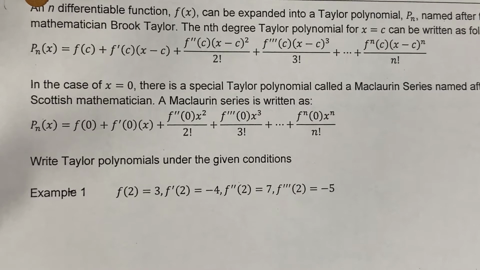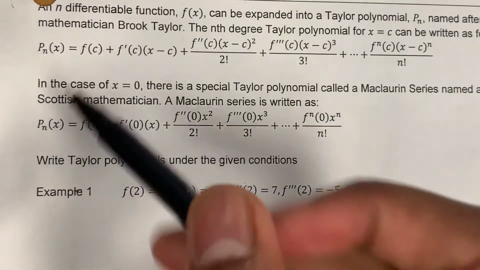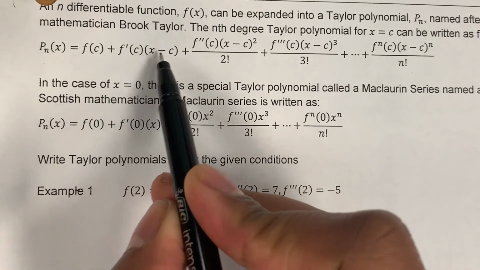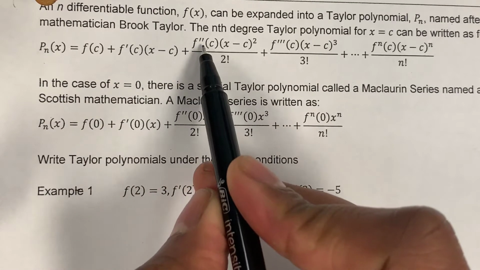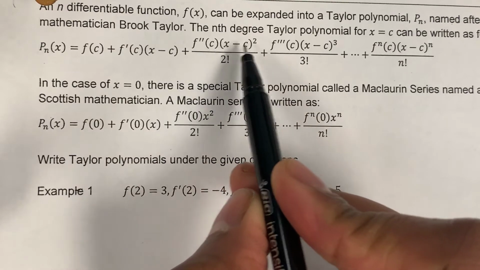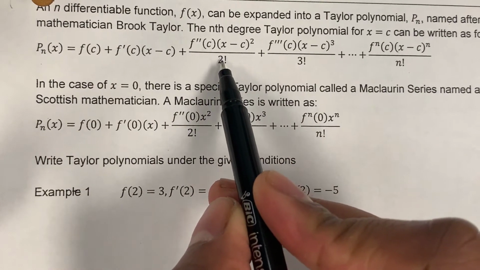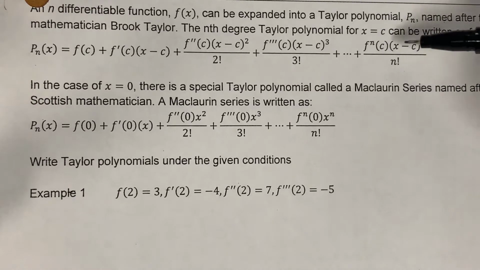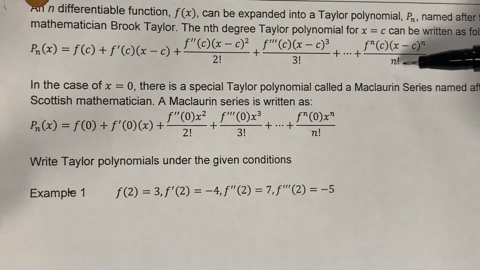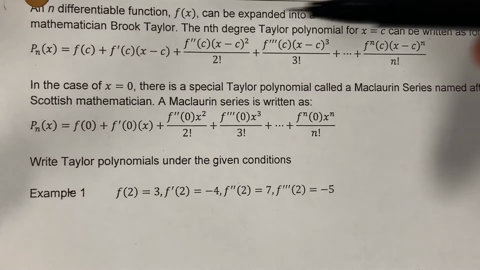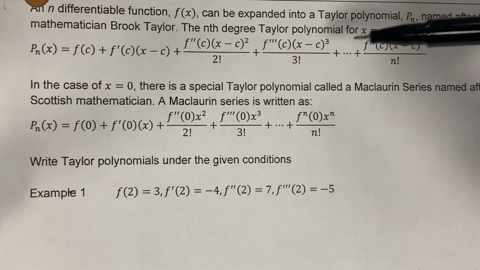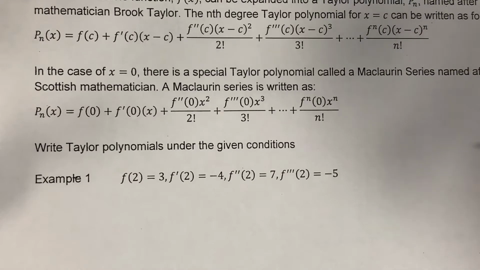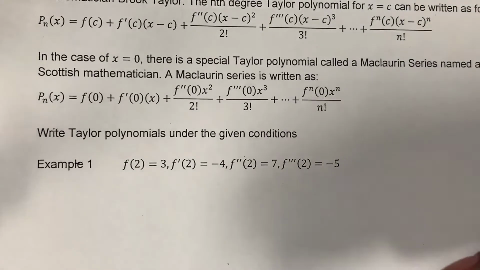So Taylor polynomials adhere to this formula where we have f of c plus f prime of c times x minus c plus the second derivative evaluated at c times x minus c squared divided by 2 factorial, out to the nth derivative times x minus c to the n power over n factorial. c is the center of our Taylor polynomial. We will get started with the same examples we did in class and work back through this.